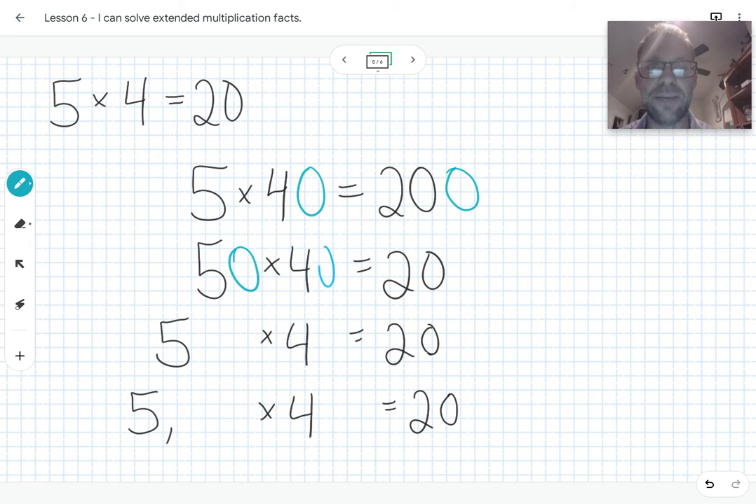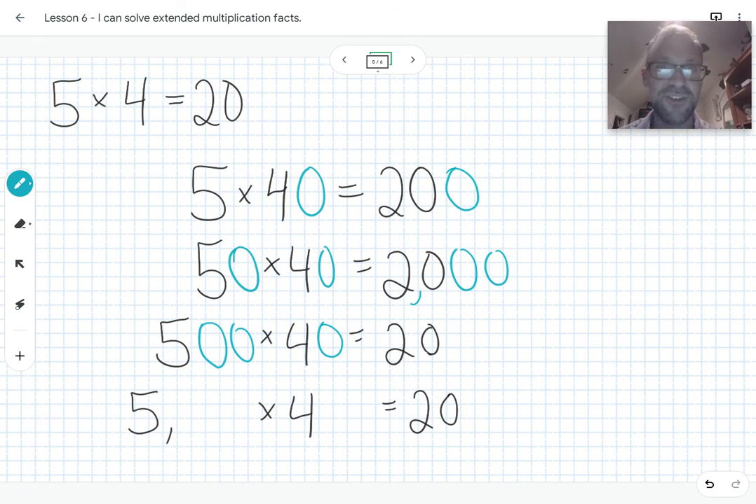What if we had 50 times 40? Well, nothing changes. Step 1, multiply the basic math fact. 5 times 4 is 20. And then count up 1, 2 total zeros. And so we'll add 2 total zeros to our product. We'll get 2,000. 50 times 40 is 2,000. What if we had 500 times 40? Try that one on your own right now. I'll meet you on the other side of this problem.